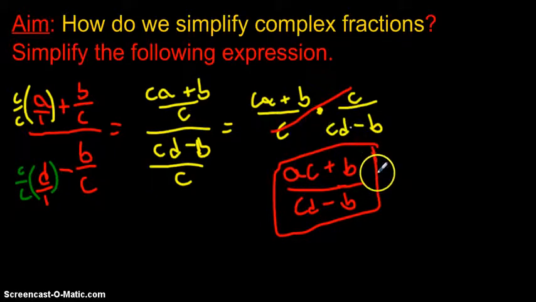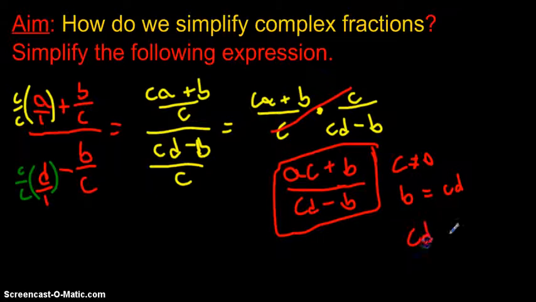Actually, looking back here, what values can all of these variables not take on? According to this, C cannot be equal to 0, or this fraction will be undefined. In this case, B is not equal to CD. Okay, and CD cannot be equal to B. If any of those things occur, then the fraction will be undefined. So I suppose this would be our final answer.